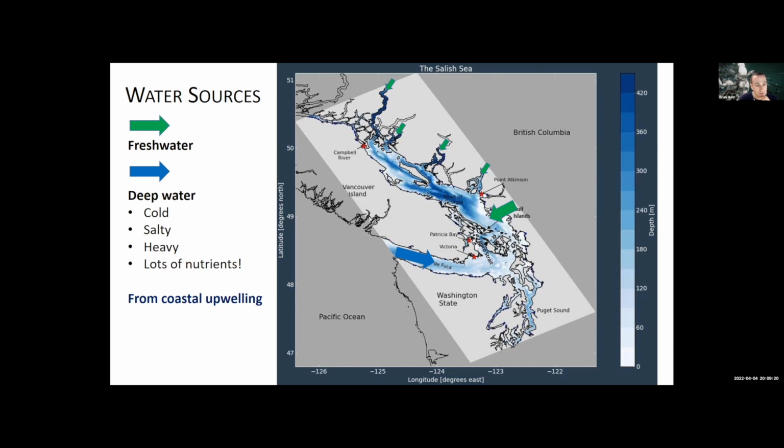So that deep water that comes into the Salish Sea, into the Strait of Georgia, is very important because it resupplies nutrients to our inland sea, and that allows for high production. Like lots of plants can grow. Basically, little algae can grow because of all those nutrients. Not just microalgae, macroalgae as well, seagrasses, those sorts of things. So where does the deep water come from? It comes from coastal upwelling primarily.